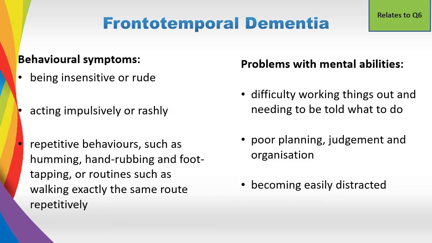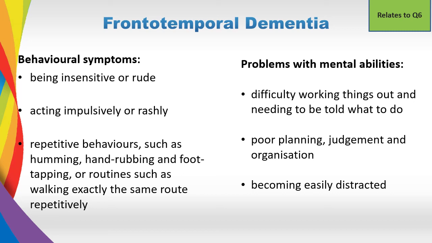There are behavioural symptoms with frontotemporal dementia, so people can come across as very insensitive or rude. They might act impulsively, so do something without thinking about the consequences. They can also have repetitive behaviours like rubbing their hand or tapping their feet. They can also have problems with mental abilities, like difficulty working things out or needing to be told what to do. They can have poor planning and organisation, and they can become easily distracted.